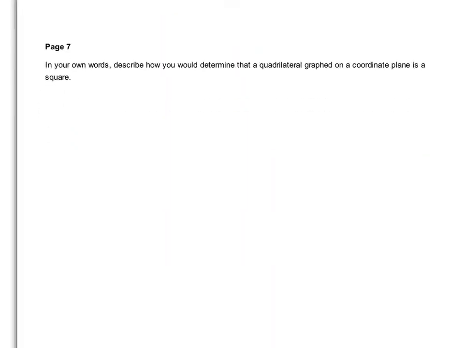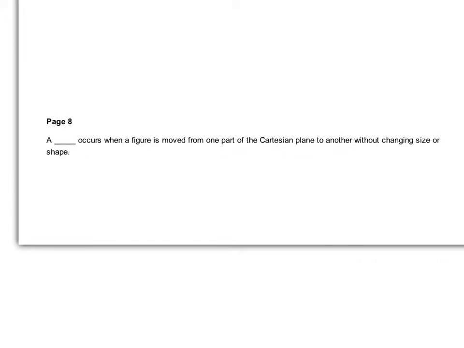On the next page, if you look at the very bottom, it says a blank occurs when a figure is moved from one part of the Cartesian plane to another without changing size or shape. And that is called a transformation.